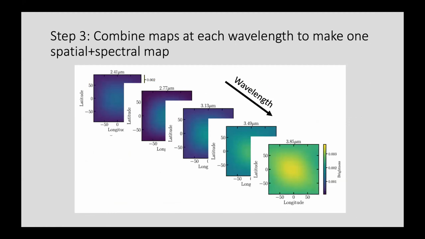All right, so then at the end of that step, we've got basically a map that's resolved in latitude and longitude at each different wavelength we've observed at. And we stack all those maps together to make one 3D spatial and spectral map, where our 3 dimensions here now are latitude, longitude, and wavelength.